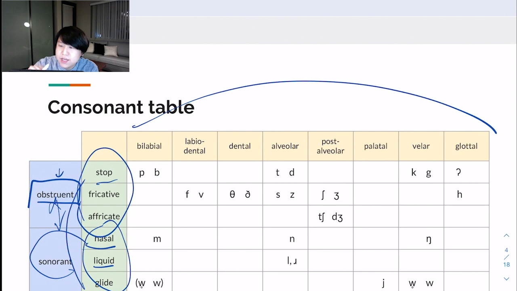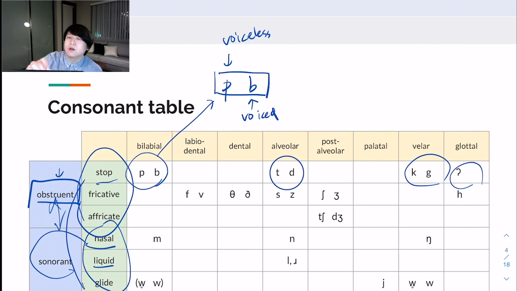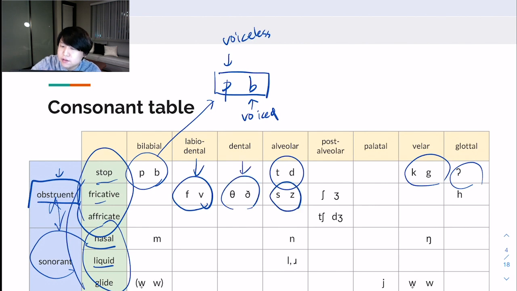For stops, we have 7 stops: pa and ba, ta and da, ka and ga, and the glottal stop. And when there are 2 consonants in a single cell, the one on the left is voiceless, the one on the right is voiced. For fricatives, we have 9 fricatives. Fa and va are labiodental, tha and tha are dental, sa and za are alveolar, sha and zha are post-alveolar, and ha is glottal, and ha is on the left, so it's voiceless.